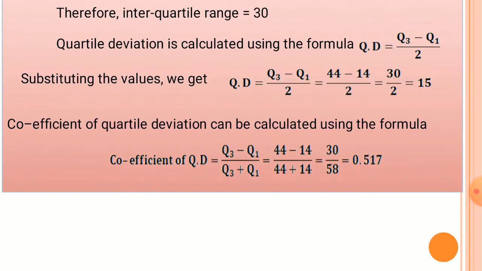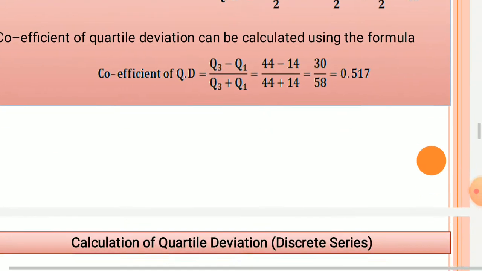Now coefficient of quartile deviation can be calculated using the formula. Coefficient of QD is equal to (Q3 minus Q1) by (Q3 plus Q1), which is equal to (44 minus 14) divided by (44 plus 14), which is equal to 30 by 58, which is equal to 0.517. This is the coefficient of quartile deviation.